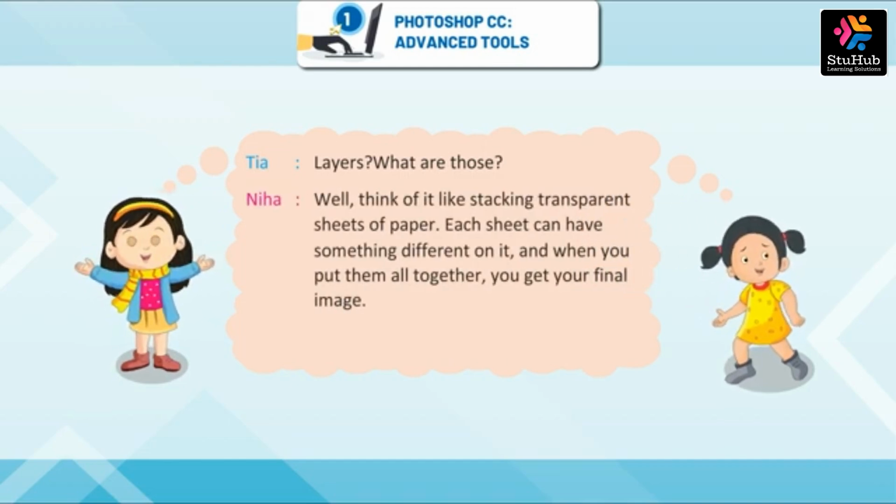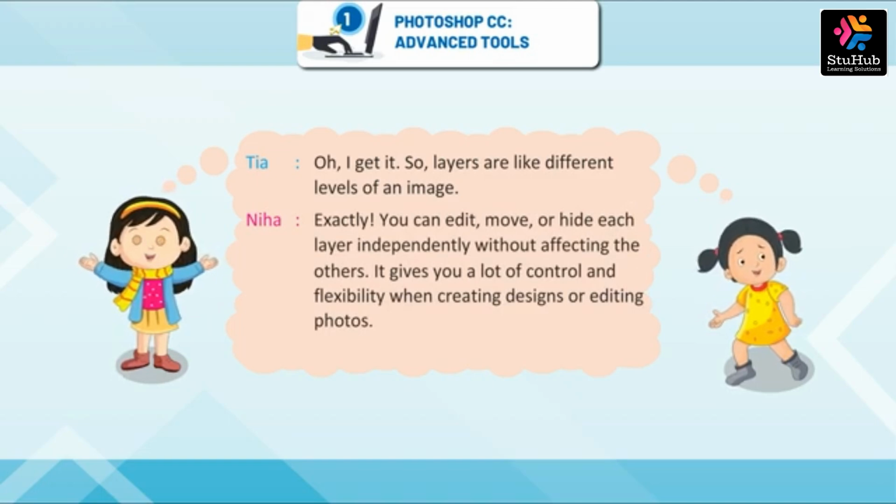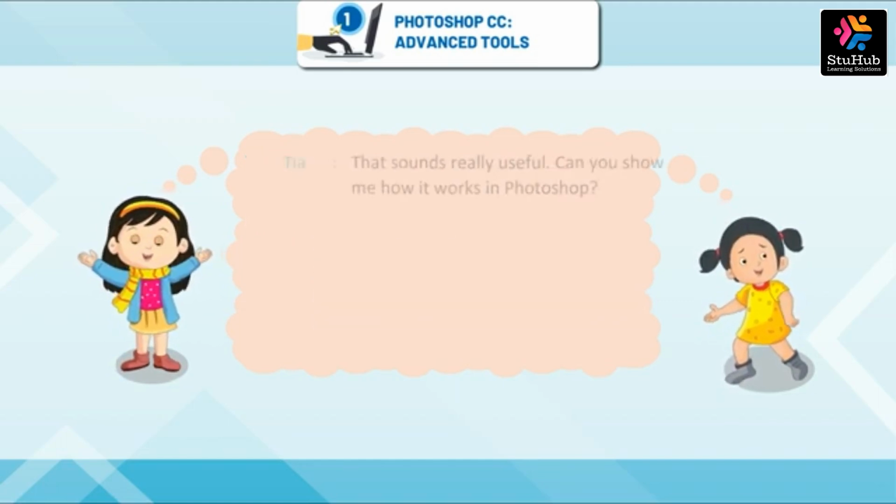Neha: Well, think of it like stacking transparent sheets of paper. Each sheet can have something different on it, and when you put them all together, you get your final image. Tia: Oh, I get it. So layers are like different levels of an image. Neha: Exactly. You can edit, move, or hide each layer independently without affecting the others. It gives you a lot of control and flexibility when creating designs or editing photos.